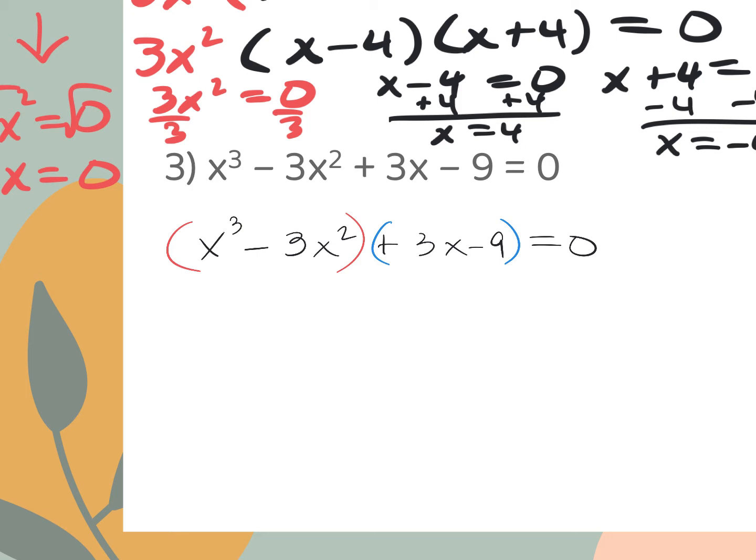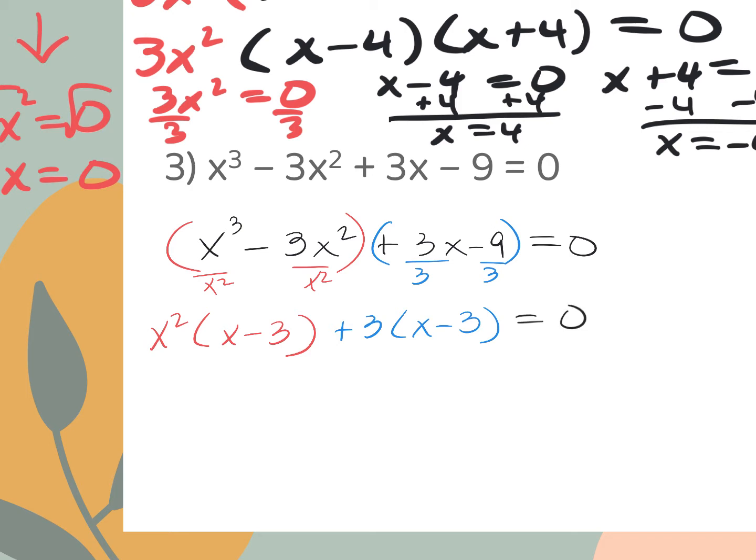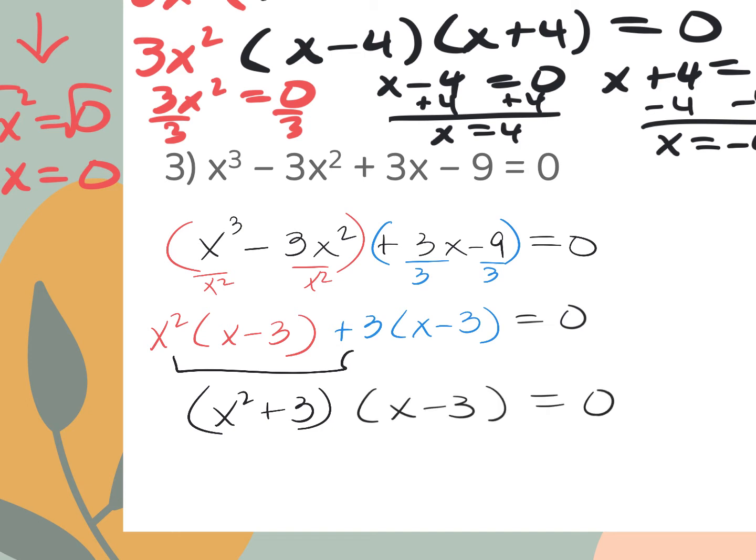My greatest common factor of my red group is going to be x squared. I'm going to divide, and then I'm left with x minus 3. My GCF of blue is going to be positive 3. Take your 2 GCFs that you found. That becomes the first binomial. And then the one that's in common is the second. So then these 2. And now I set each one of these factors equal to 0.